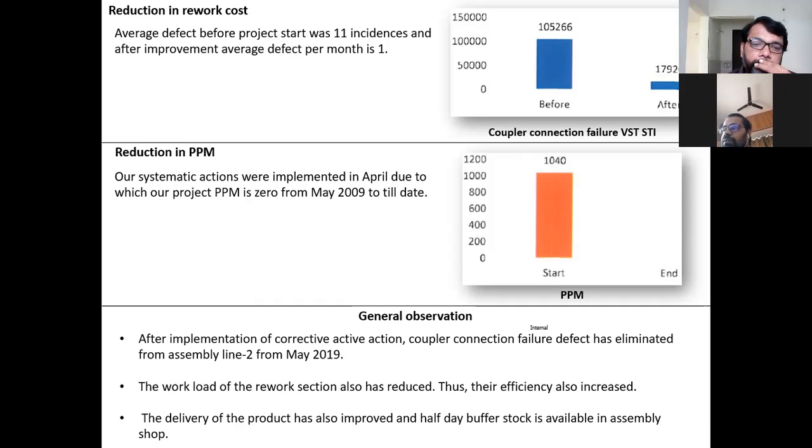The general observation is that after implementation of the corrective action, coupler connection failure has been completely eliminated from assembly line 2 since May 2019. The workload of the rework section also reduced, thus their efficiency also increased. The delivery of the product has also improved. A half-day buffer stock is available in the assembly shop. These were the general observations we made here.